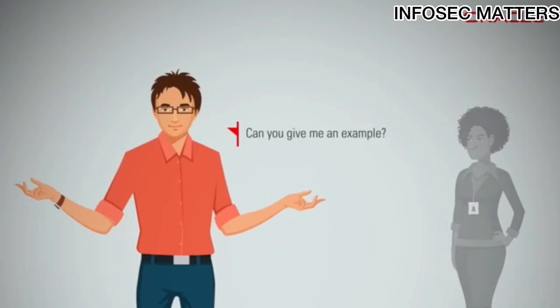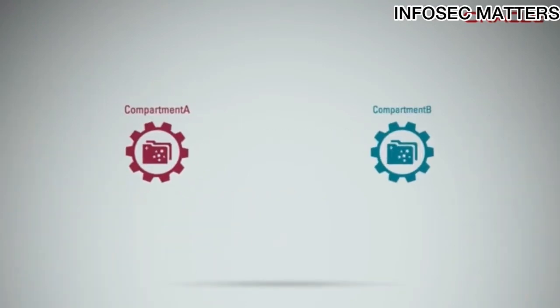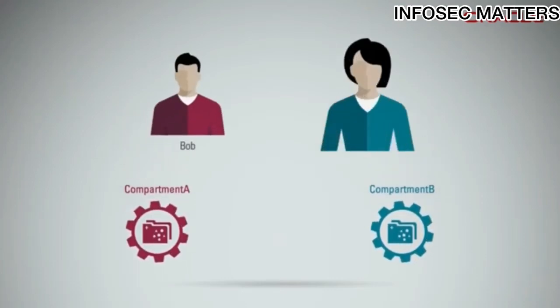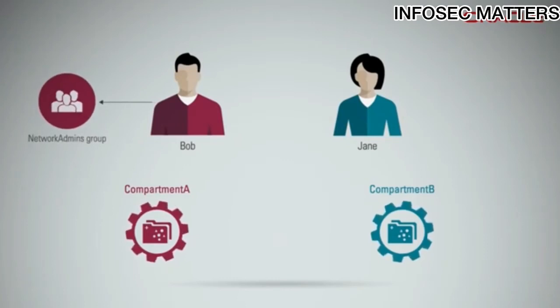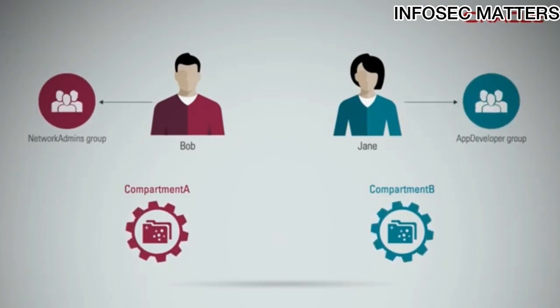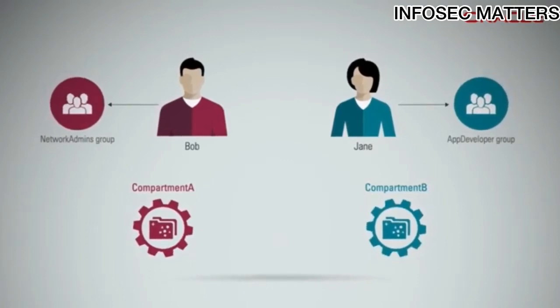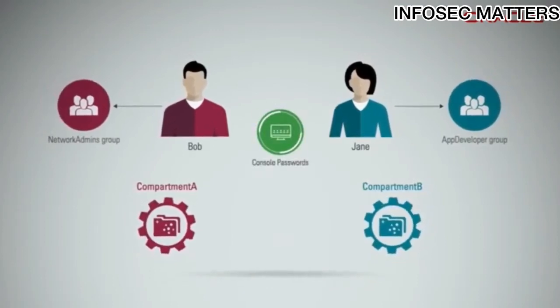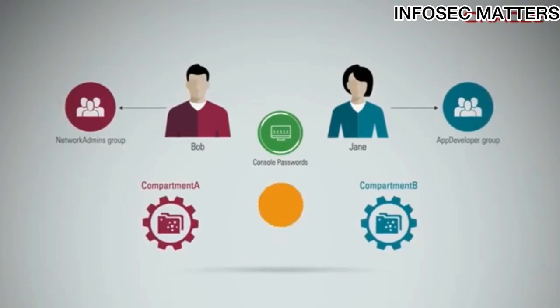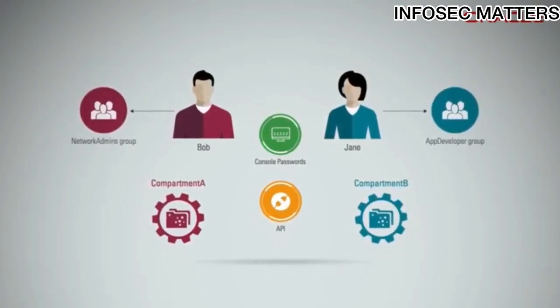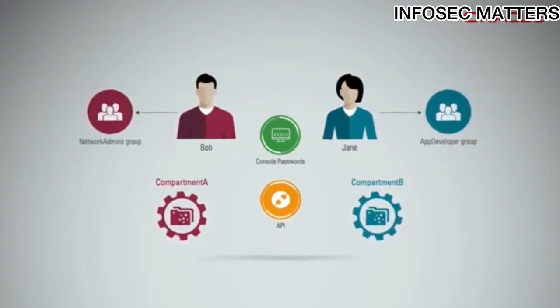Can you give me an example? Here are two compartments with certain resources in each. Specific access rules need to be assigned to Bob and Jane. Bob is in the Network Admins group, and Jane is in the App Developer group. For enabling access, Bob and Jane need to be given console passwords to use the Web Console and/or API signing keys, to use the REST APIs and SDKs.